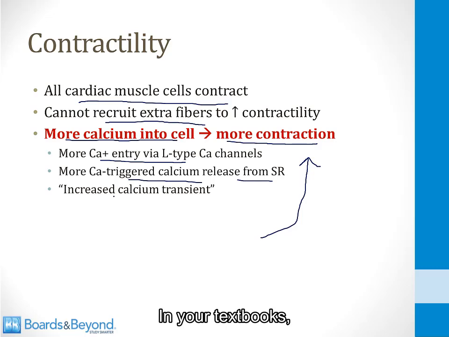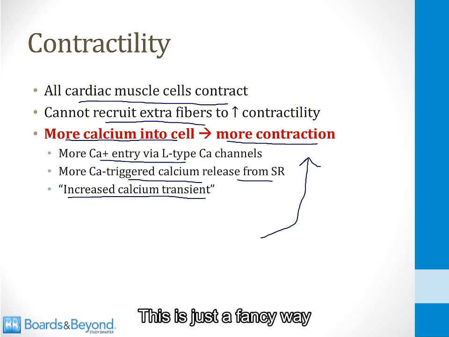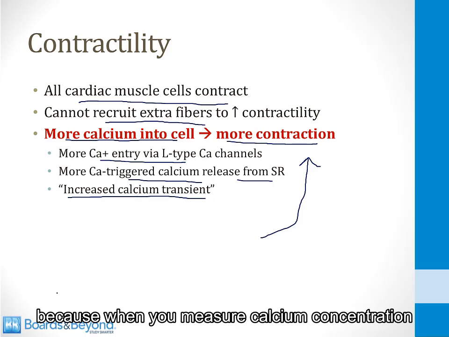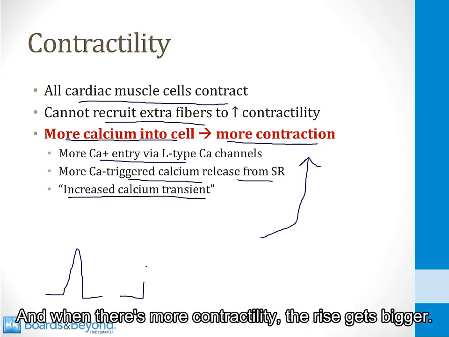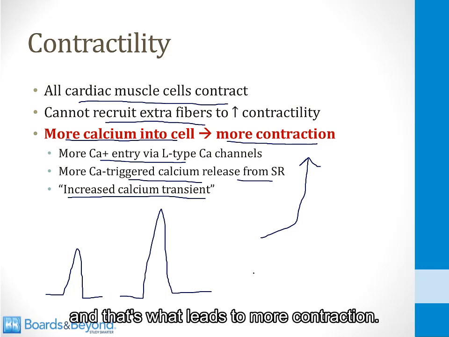contractility. In your textbooks, this is referred to as an increased calcium transient. This is just a fancy way of talking about more calcium in the cell. It's called the calcium transient because when you measure calcium concentration in a muscle cell, you see a transient rise like this, and when there's more contractility, the rise gets bigger. That's called an increase in calcium transient, and that's what leads to more contraction.